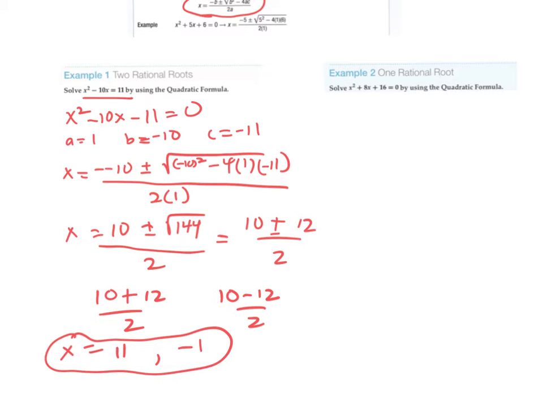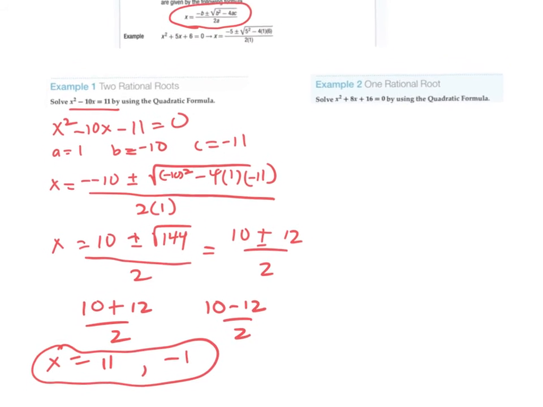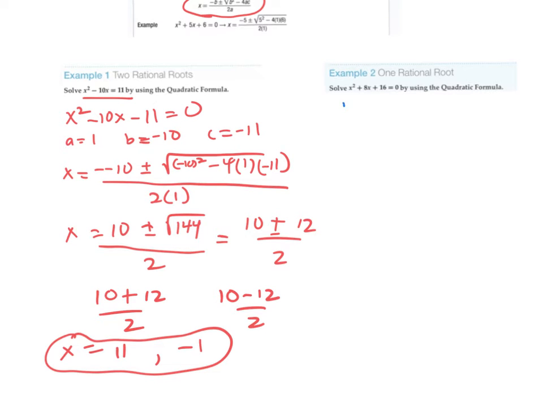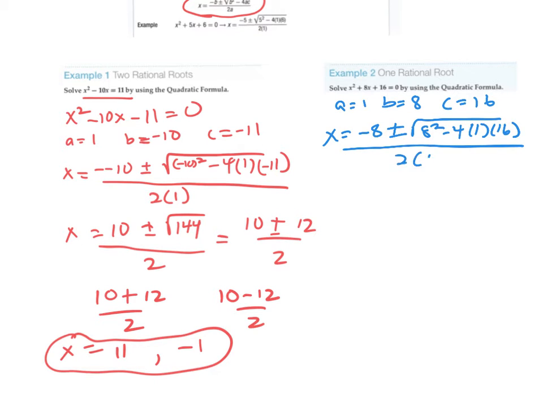All right, so let's do another quadratic formula one where we will only have one answer. So let's go through how that looks. The first thing we need to do is identify our a, which is 1, our b, which is 8, and our c, which is 16. So now I can do the quadratic formula. x equals negative 8 plus or minus the square root of 8 squared minus 4 times 1 times 16, all over 2 times 1.